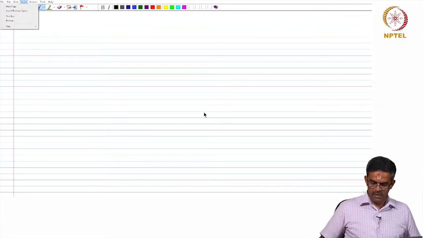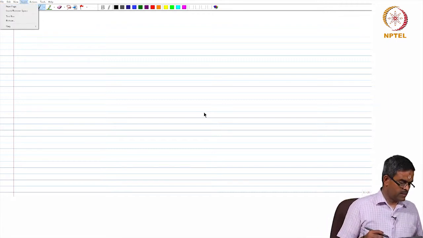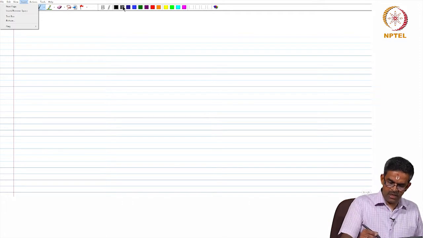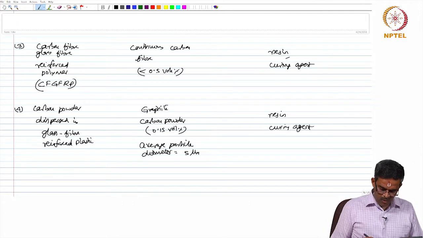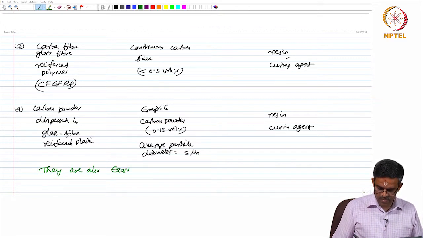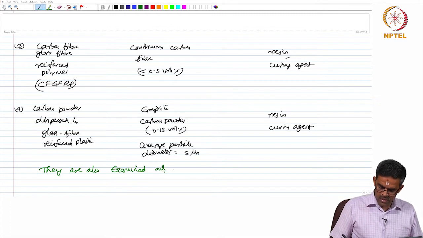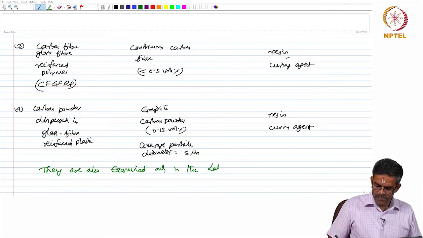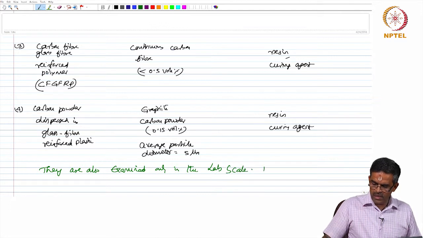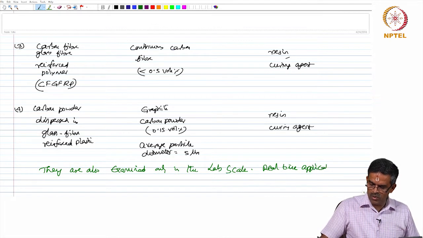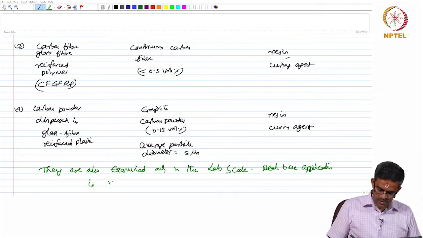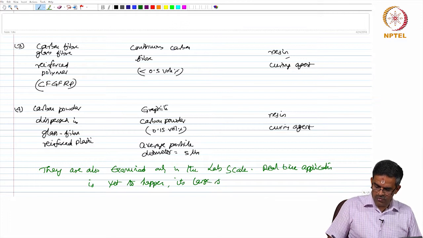So, friends, these are different kinds of composites which act as self monitoring sensors, but more interestingly they are all examined only in the lab scale. A real time application is yet to happen in sense of its large surface areas.